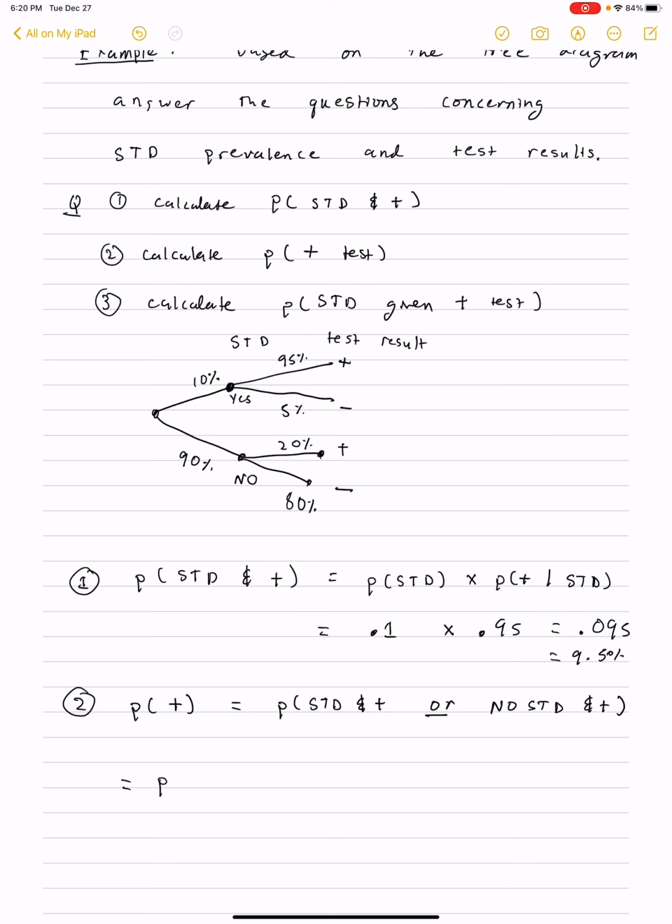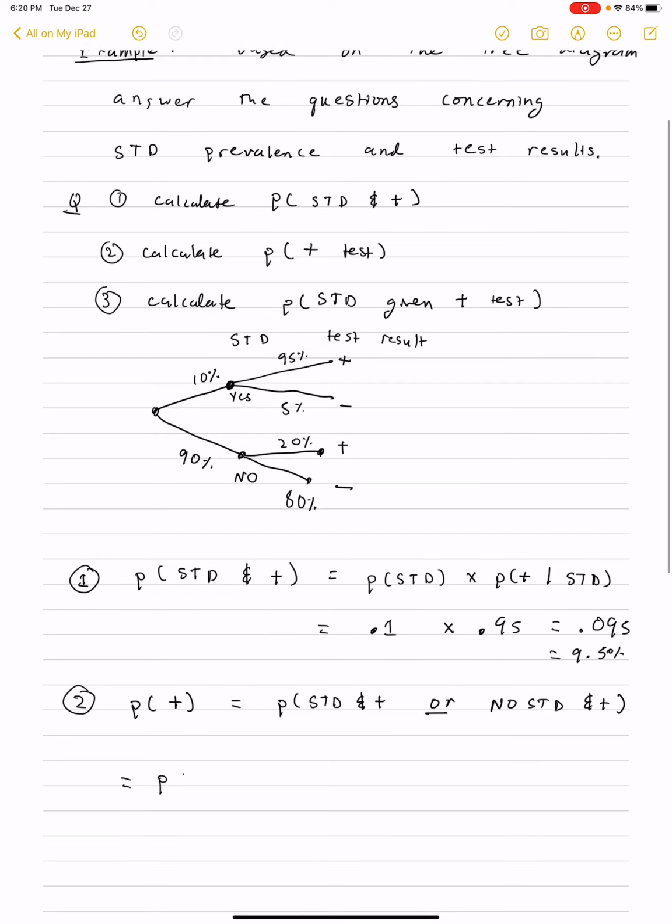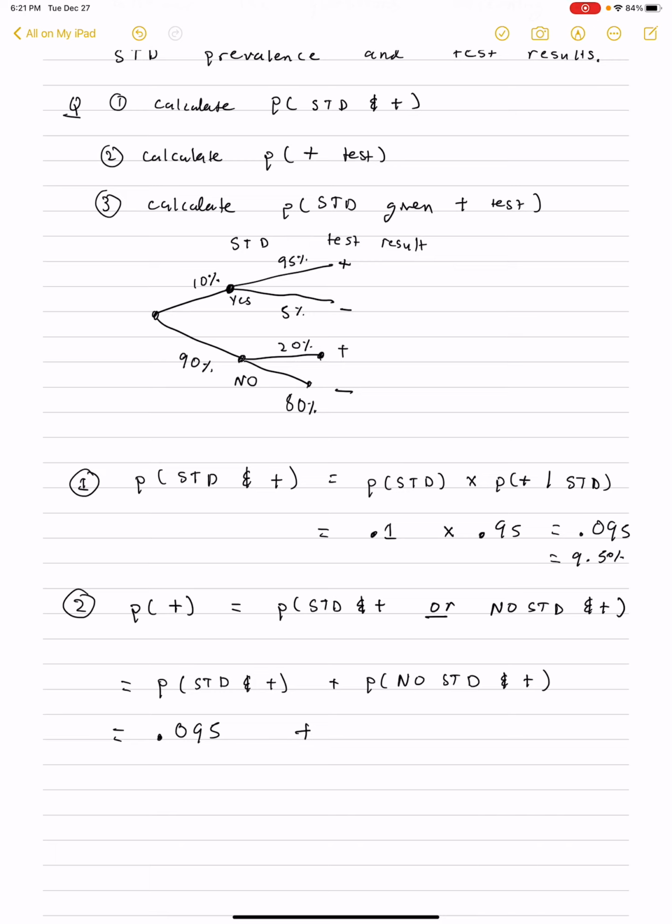Notice you can't have both. You can't have no STD and an STD at the same time. So this just adds because they're disjoint outcomes. So this is the probability of STD and positive plus the probability of no STD and positive. Now this first one we calculated as 0.095. The other one is a conditional probability formula, and it works exactly the same way.